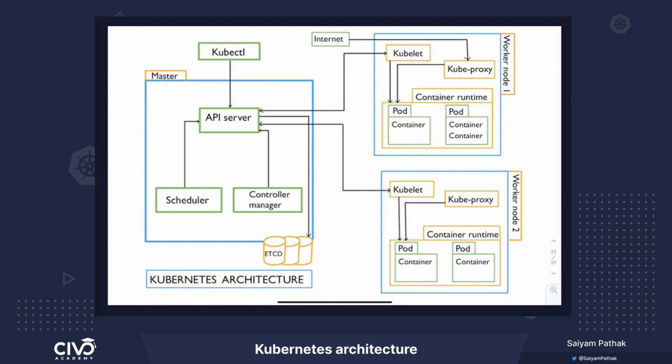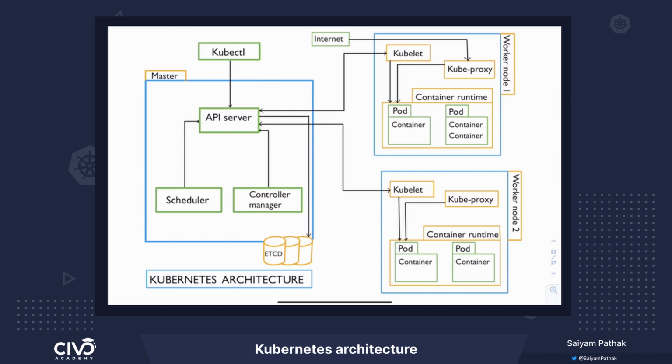Another component in the worker node is Kube-proxy, which is basically the core networking component of Kubernetes that manages all the networking, the communication across the cluster. So your pod-to-pod communication, all the communication rules are taken care of by Kube-proxy.